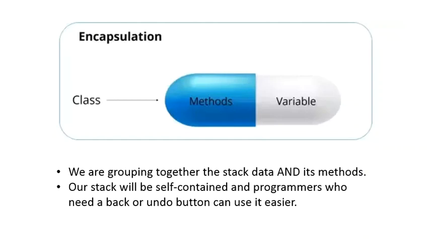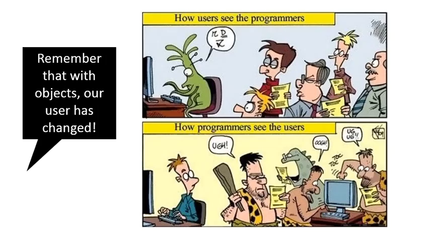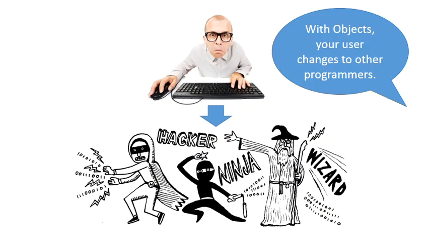We're going to group together the stack's data, its array that's tracking all this stuff, and its methods. That's going to make it really self-contained, so that any programmer who needs to code a back button or an undo button can use it very easily. I also wanted to remind you that with objects, our user has changed. It's no longer a regular person, but now our user isn't this clueless individual. It's going to be a fellow programmer.